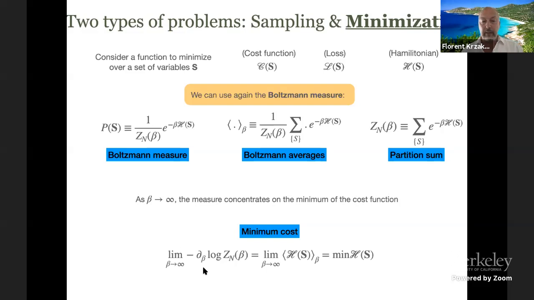And for instance, it's trivial to check that if you take the log of Z and you derive it with respect to beta, at any finite temperature, this gives you the expectation of the energy. And when you send beta to infinity, then you have the minimum, right? And this is already telling us that this object, the log of Z, which physicists call the free energy, will be the fundamental one.